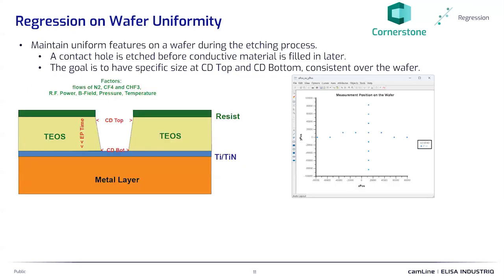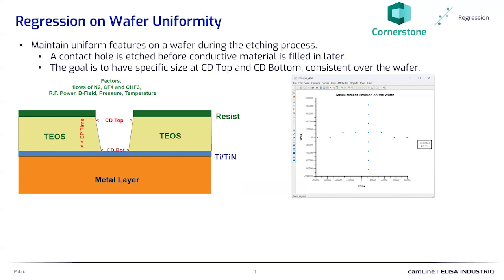In the next example, I want to show you a more complicated regression example in Cornerstone. This example is on wafer uniformity. The goal of this example is to maintain uniform features on a wafer during the etching process. The etching process is a step of semiconductor manufacturing that is used to remove certain materials from the wafer. In this example, a contact hole is etched away before conductive material is filled in later.